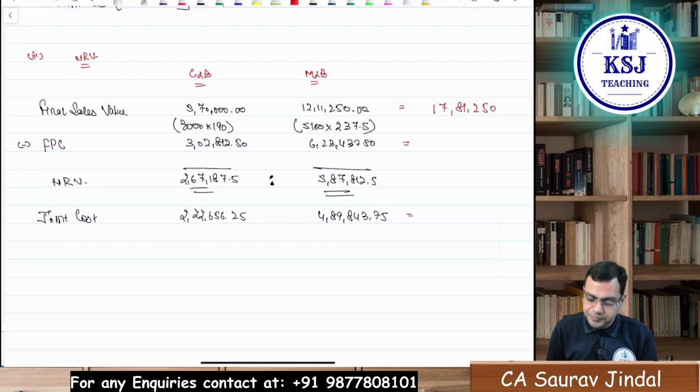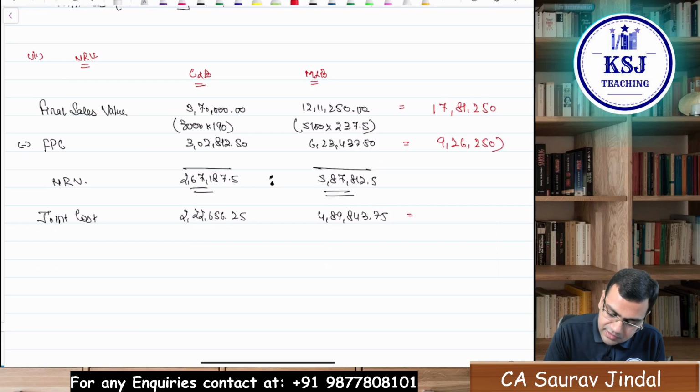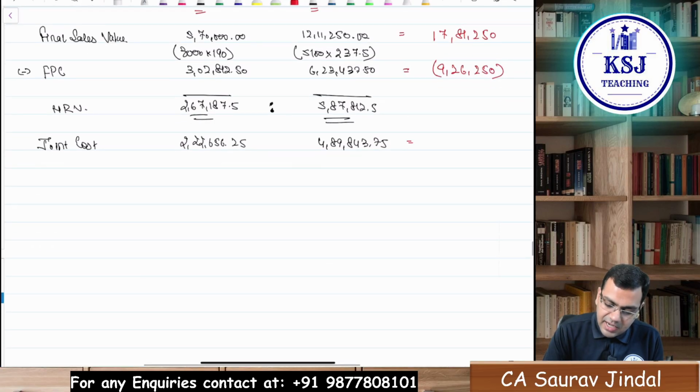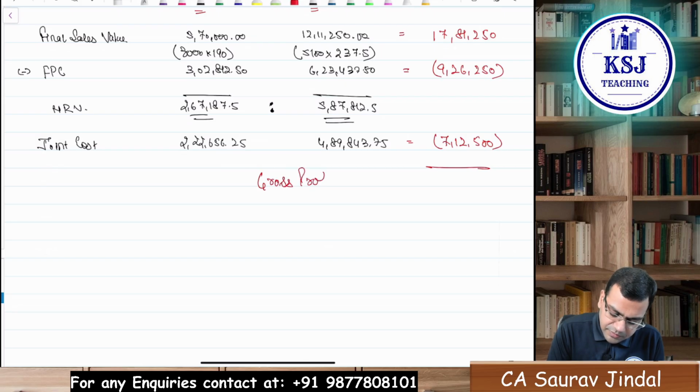Yes or no? Right? So 3,02,812.5 plus 6,23,437.5, that comes to 9,26,250. So I will subtract this. Then I will subtract this also. This one comes to 7,12,500. From sales, if I subtract my cost, will I get my gross profit? Gross margin. Right? No other expenses, just these expenses.